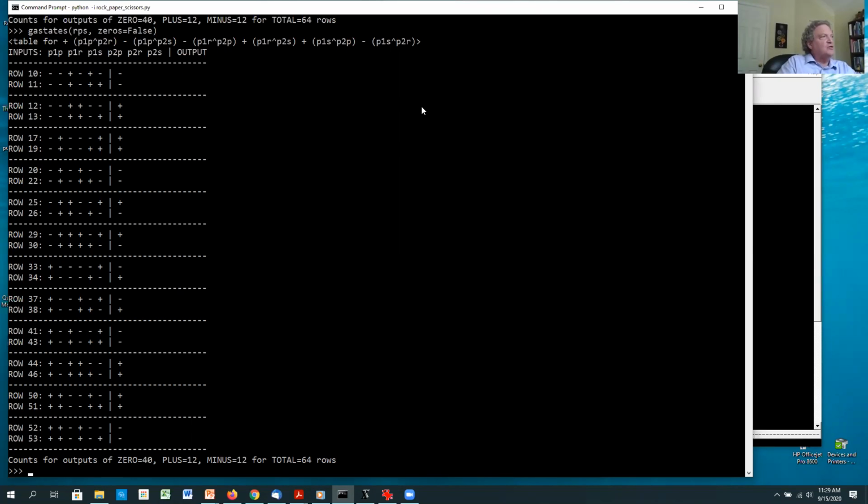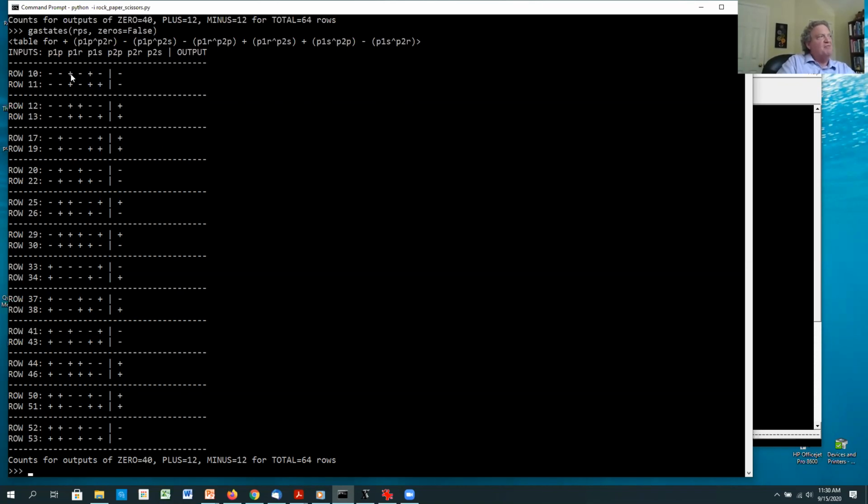Okay, and as you can see, this is the case when there are some don't care cases in here, because I programmed this to only worry about the ones where there were two pluses, one for player 1 and one for player 2, and this is a don't care. And it turns out for these states, they will never occur because these three inputs are mutually exclusive.